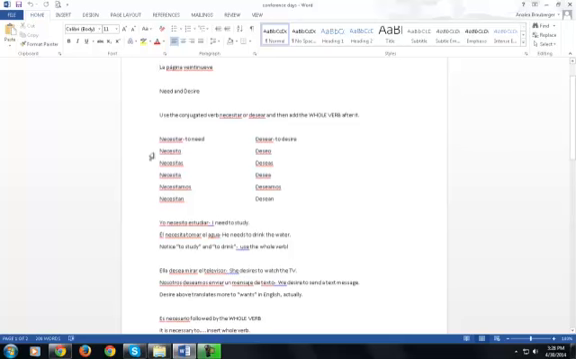Notice how the accent sort of changes with necesitamos. Let's try it again. Say them with me. Necesito, necesitas, necesita, necesitamos, necesitan. Let's try it over here with desear. Deseo, deseas, desea, deseamos, and desean. One more time, repeat them with me. Deseo, deseas, desea, deseamos, desean.